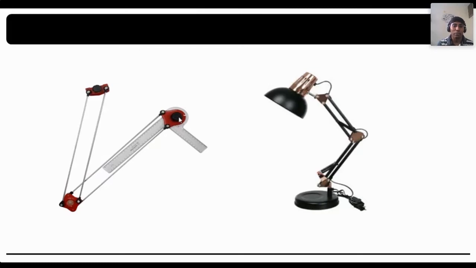Then the second thing you might have noticed is the table lamp. When you drag the table lamp anywhere within the proximity or the stretch, it won't fall, it would stay back. Even if you extend completely or fold completely, it would stay. But why or how?